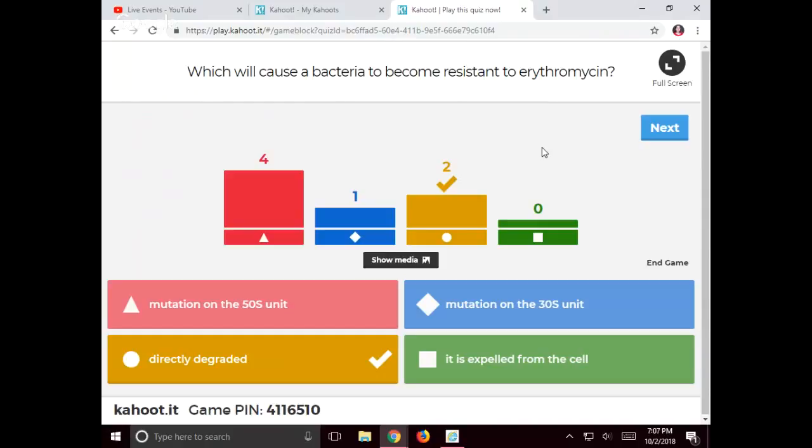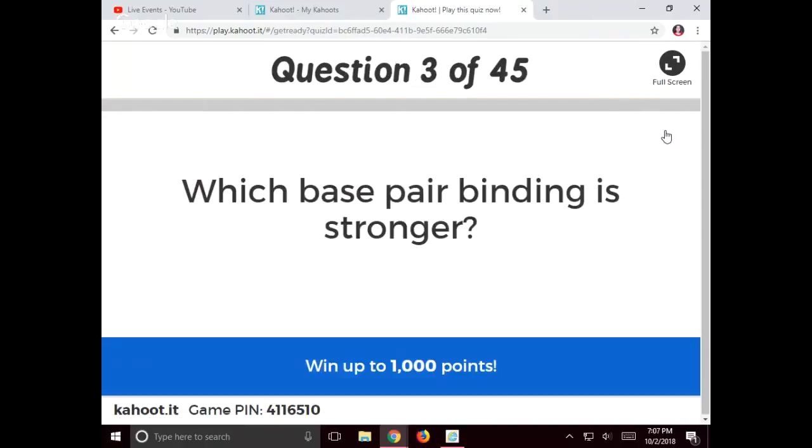But do you guys know on what subunit erythromycin binds? I believe so. Where does erythromycin go to? The 50S? Yeah.